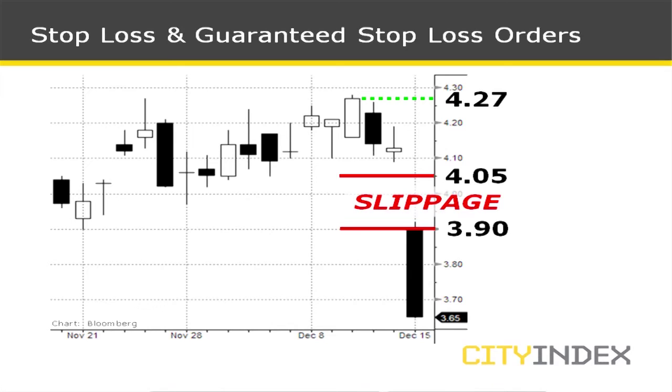So if prices trade at your stop level or cross beyond your stop level, that triggers the order, and it then becomes a live market order to be executed at the next available price, which in this instance was the opening price of $3.90.